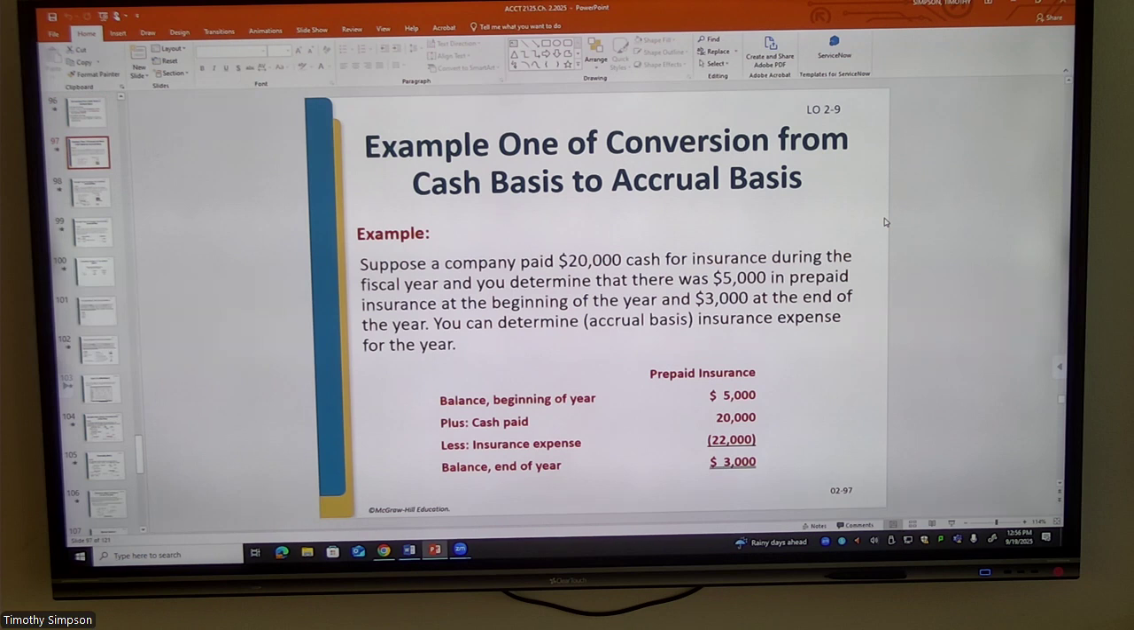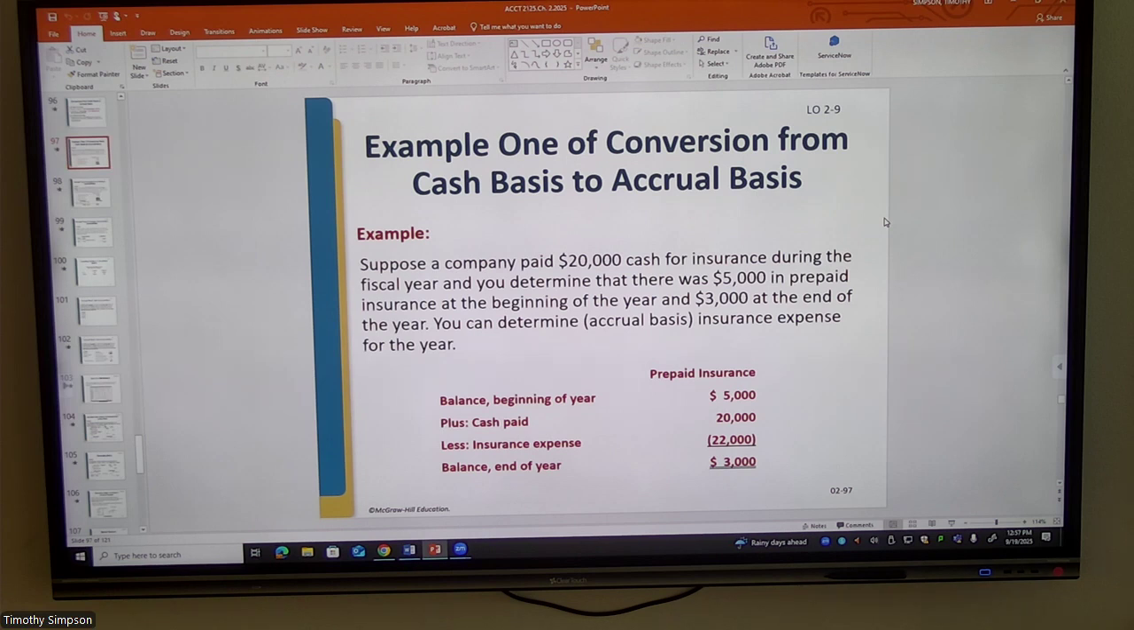The problem is, and this is one of the classic examples, that it creates distortions in net income when we use a cash basis system, because insurance is one of those prepaid expense items that we carry as an asset until we actually use it up. So in this case, what do we have here? Let's take a look. We had $20,000 cash paid for insurance during the fiscal year, right? So we're going to assume that's probably part of the insurance expense, but maybe not all.